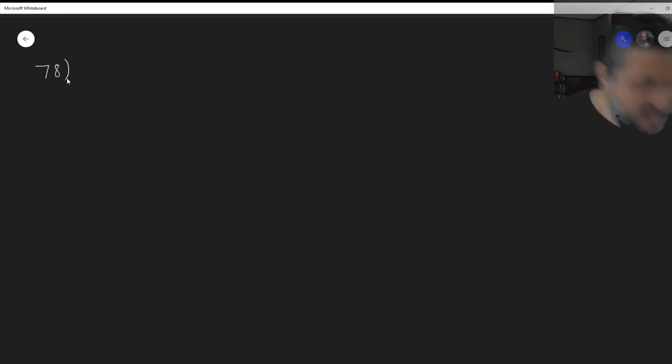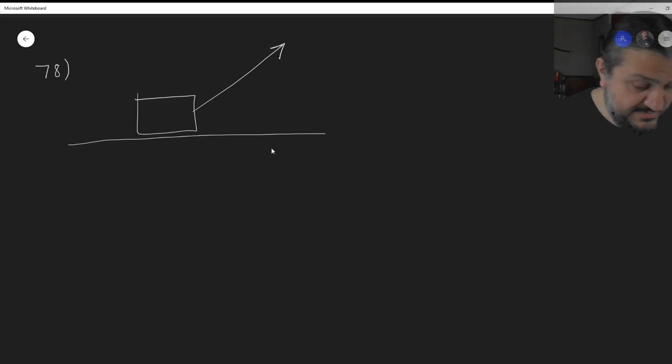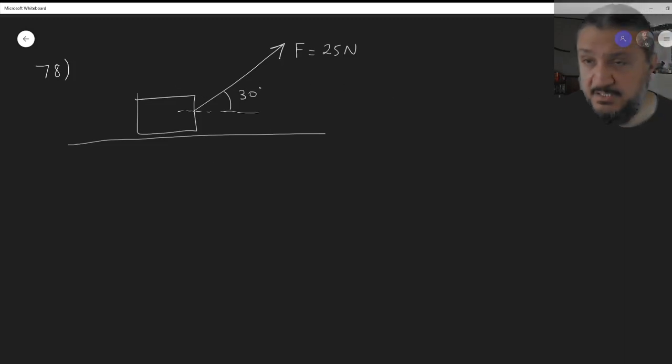You are pulling a suitcase through the airport at a constant speed by exerting a force of 25 newtons at an angle 30 degrees from the vertical. Something like this, okay? So that's 25 newtons. The angle it makes with the horizontal is 30 degrees. All right, so constant speed, that's the key here, constant speed.